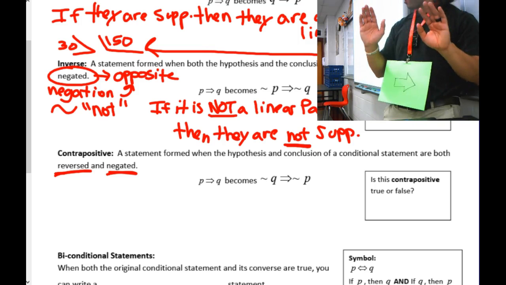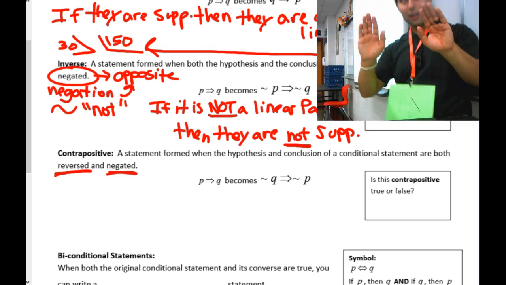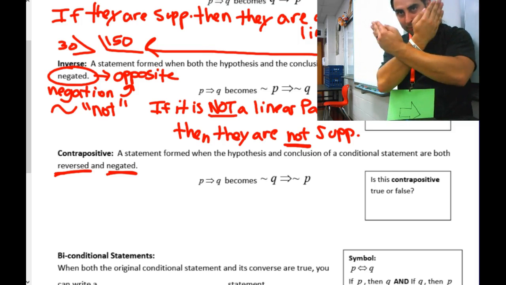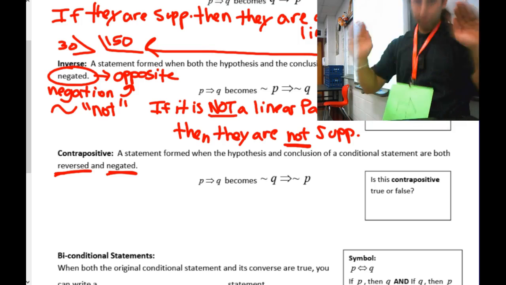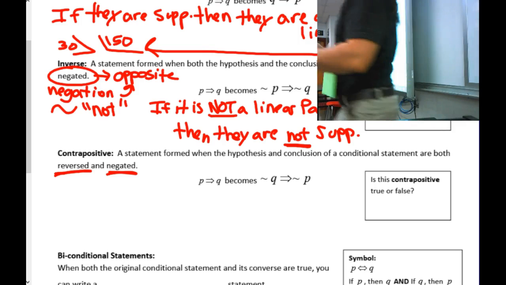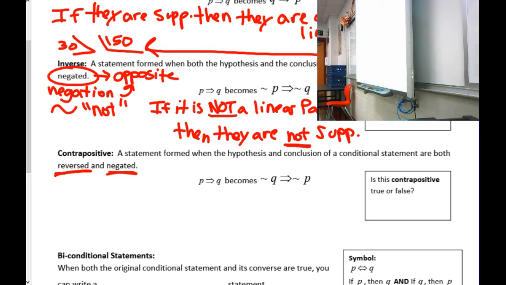Now, contrapositive. This is like a dance. Y'all like dancing? Okay, ready? Here's what you're going to do. Switch and flip. Switch and flip. Switch and flip.